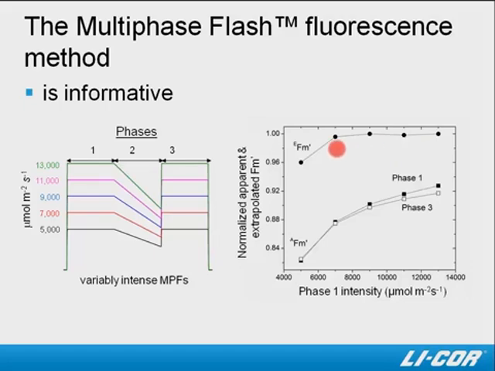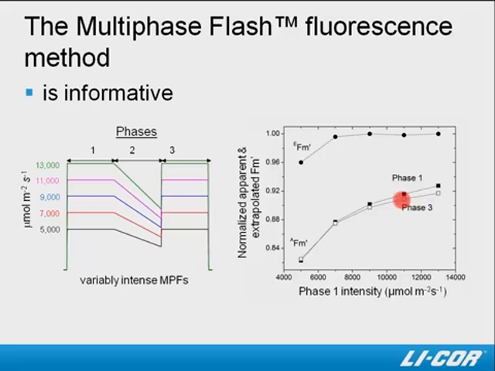The second thing to point out is that, depending upon the phase 1 intensity, the apparent values underestimate the true value of FM prime by between 8 and 12%. And lastly, the very slight differences between the apparent values during phases 1 and 3 imply that there was no significant induction of these harmful auxiliary reactions quenching fluorescence during the multiphase flashes. And so there are lots of different types of information that can be obtained during a multiphase flash.